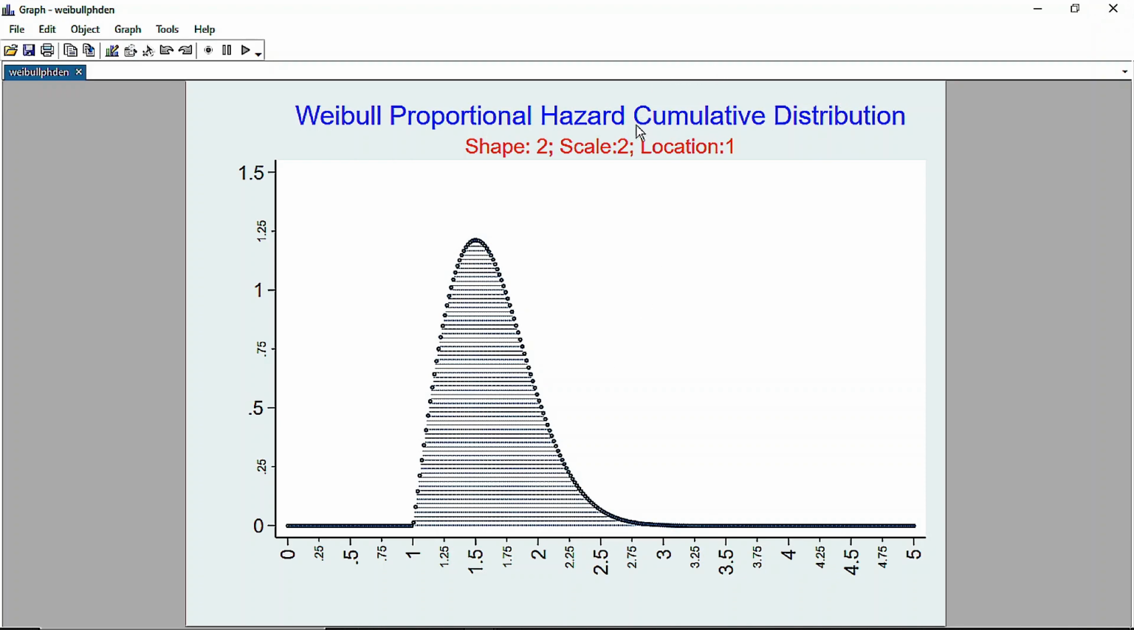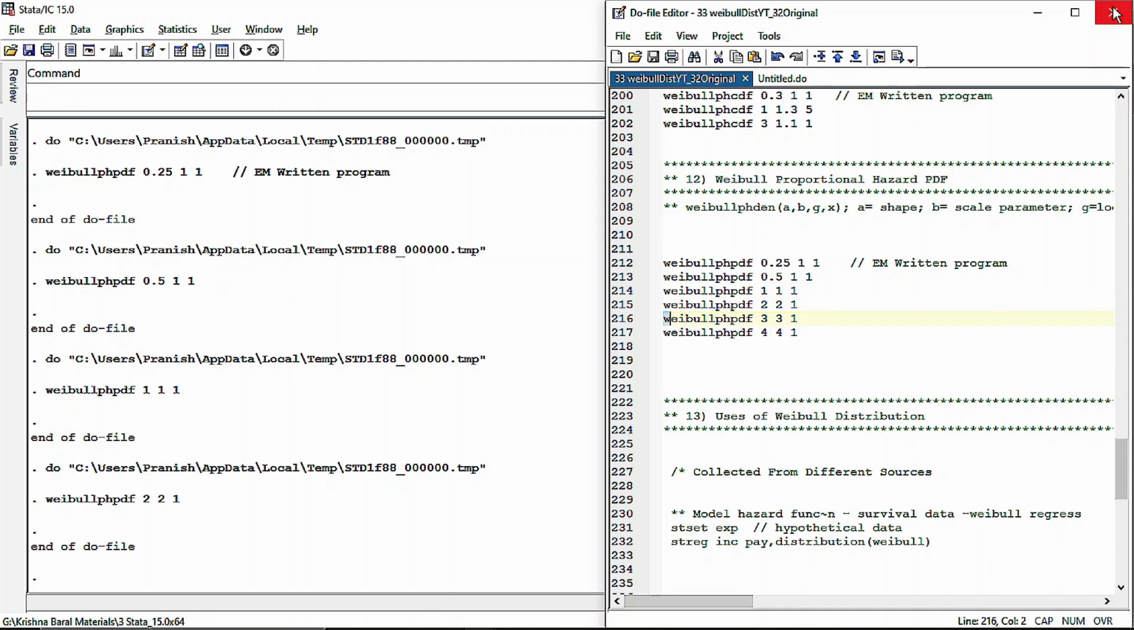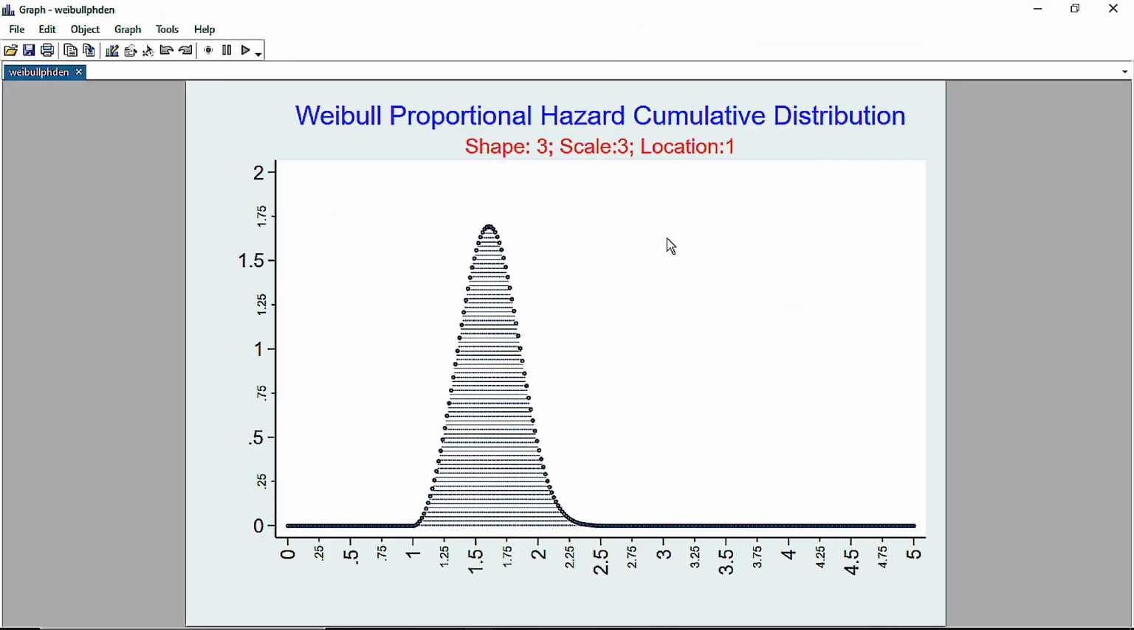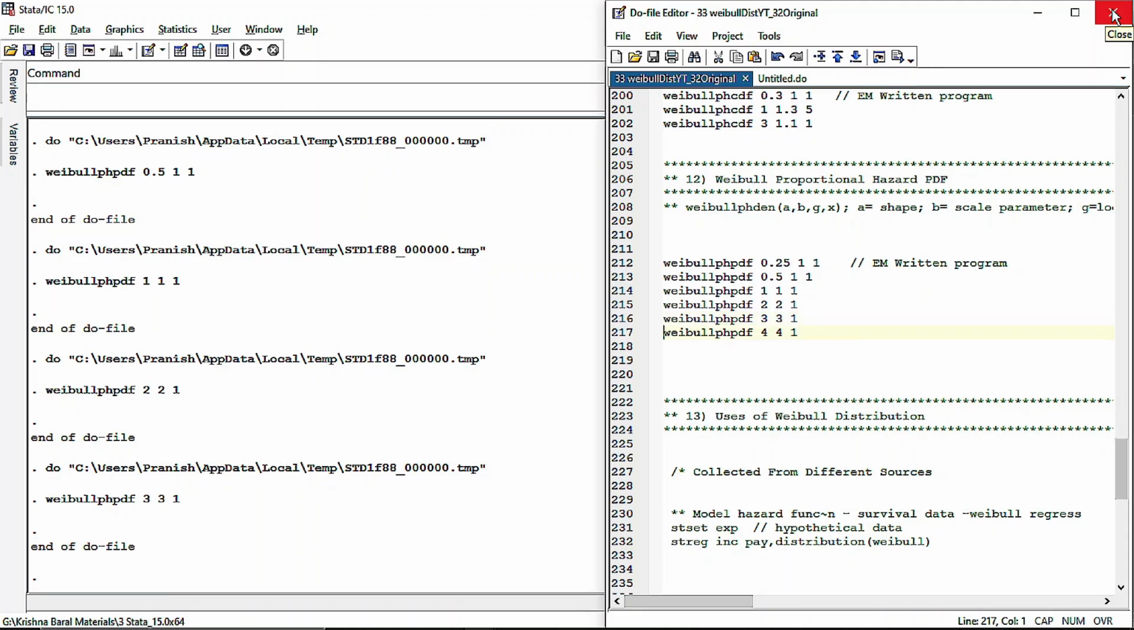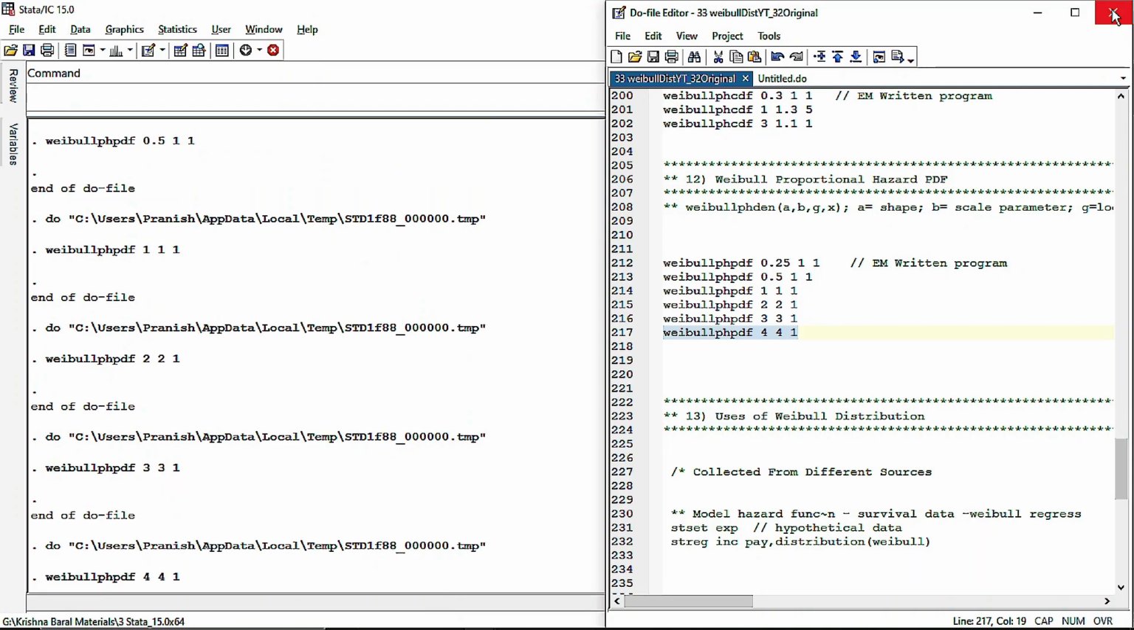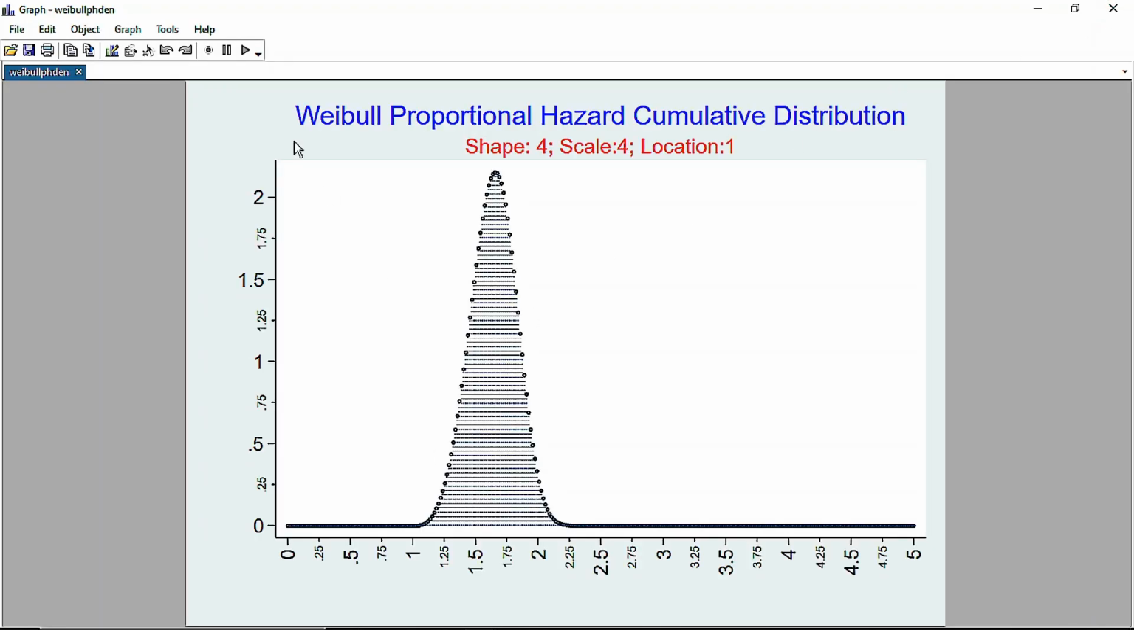It is actually the PDF. Here we have some error over here. And again the shape parameter and the scale parameter are equal to 3, while the location parameter is equal to 1. We get this kind of PDF, nearly bell shaped. It is again the PDF of the Weibull proportional hazard distribution. This is an error. Now one last example, and the shape and scale parameter are 4 and the location parameter is equal to 1. We get nearly a bell shape. So this is a Weibull proportional hazard probability density function. So it seems that for higher but equal values of shape and scale parameter, that is going to result in a more bell shaped Weibull proportional hazard PDF.